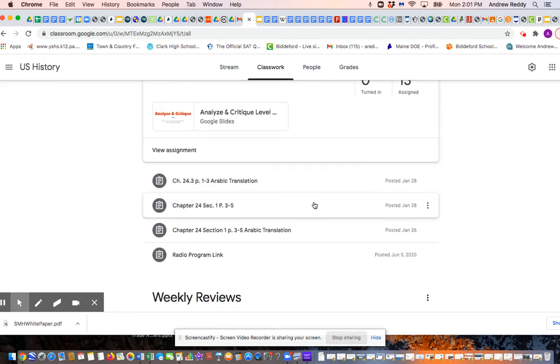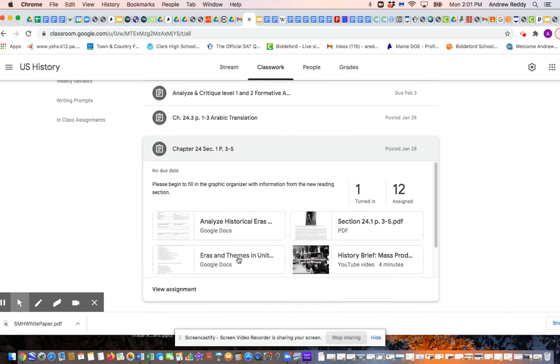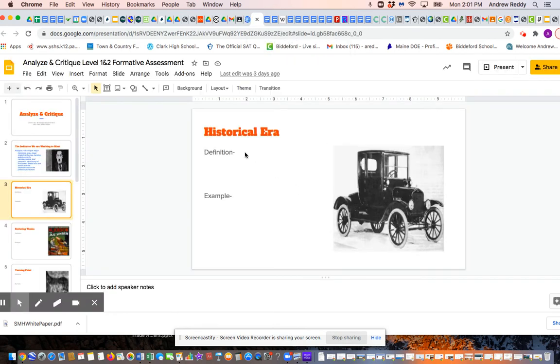If you go to the Chapter 24, Section 1, pages 3 through 5, you're going to find a document here that's called Eras and Themes in United States History. This will help you to pinpoint eras and themes, as well as what we mean by an era and a theme. Going back to this assignment, so you'll define it and then give an example.